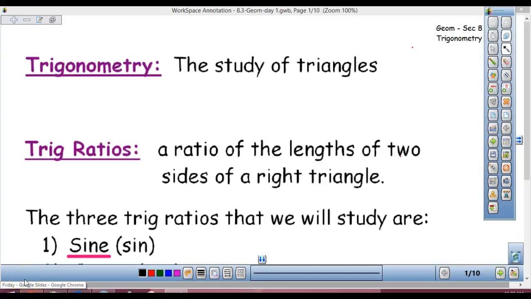All right, so trigonometry is the study of triangles.